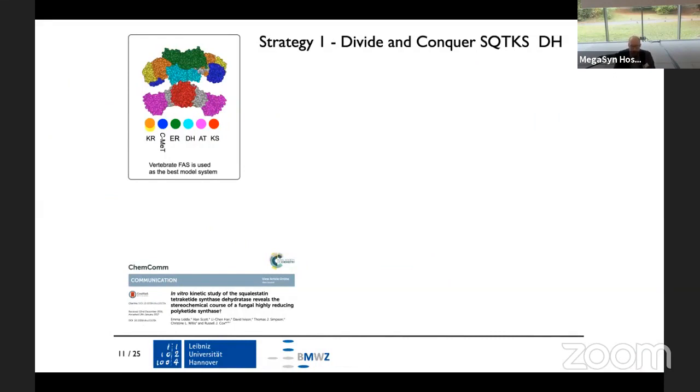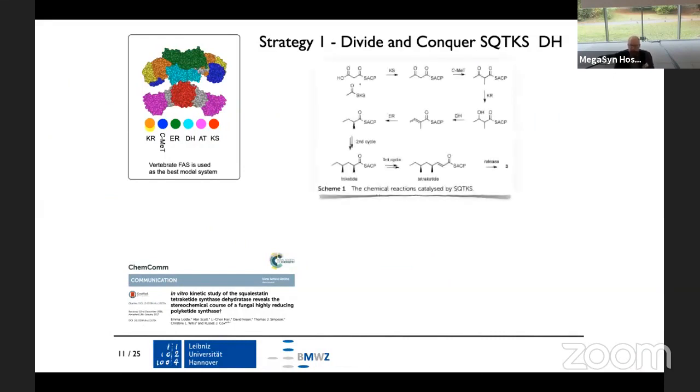All right, so let's just focus on the first area, the divide and conquer. So we're going to work with the squalestatin tetraketide synthase that I introduced at the beginning. This is a really nice model system because all of the catalytic domains are functional at different stages in the cycle. Okay, during the first cycle, clearly we're going to make a diketide. It must get methylated. There must be ketoreduction, dehydration, enol reduction. So everything works in the first cycle. In the second cycle, everything works, methylation and full reduction. But in the third cycle, there's no methylation and there's only partial reduction.